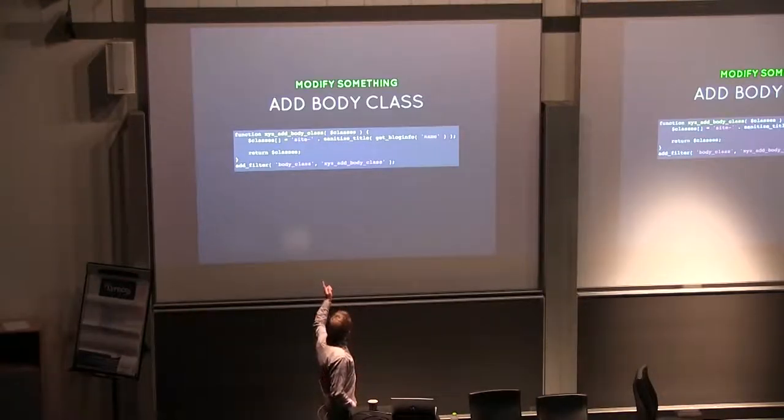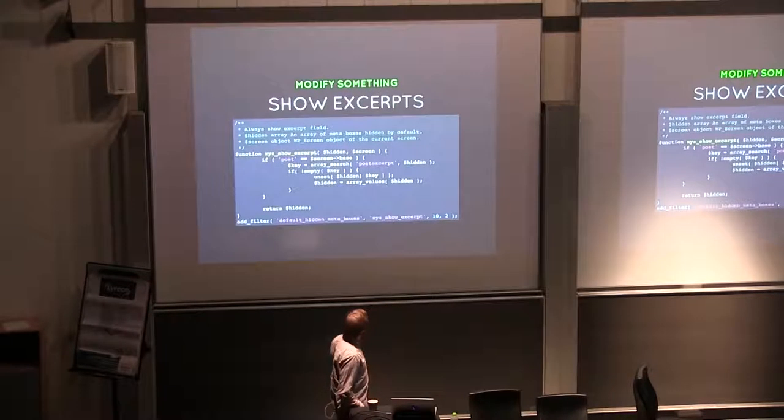And I'm just returning the classes again. So I'm not modifying the existing ones. I'm just adding, and then I'm returning it back, saying, okay, it's fine. I just want to also add the site title to it. So that's a pretty nice example. That then allowed me to write a few CSS rules in my theme, so I didn't have to make a child theme, and that's really good.